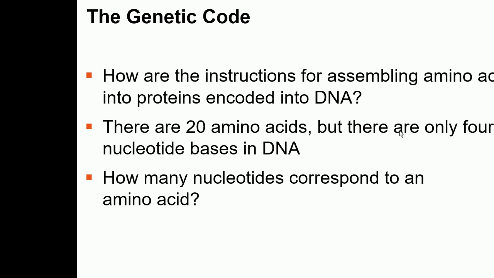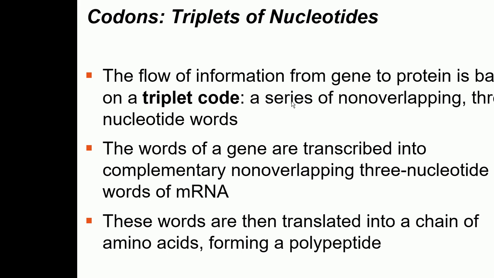Okay, the flow of information from gene to protein is based on a triplet code, a series of non-overlapping 3 nucleotide words. So let me show you this picture. So basically this picture shows everything.